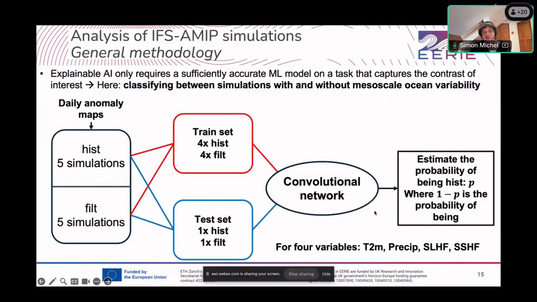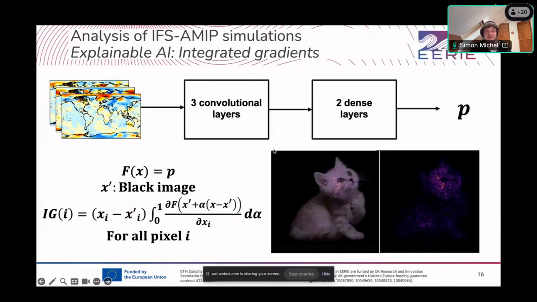We use a convolutional network that is just trained to tell whether a given monthly snapshot of temperature, heat flux or precipitation was simulated with the HIST or filtered experiment. That's about it. But what's interesting afterwards is that we will use some explainable AI.